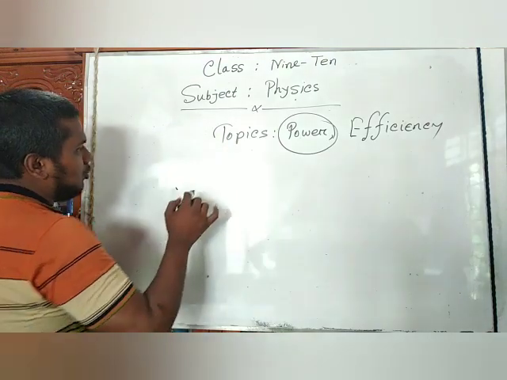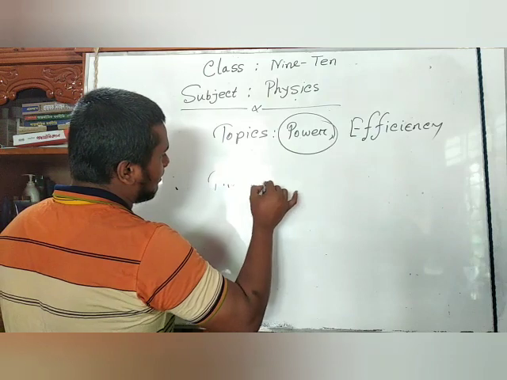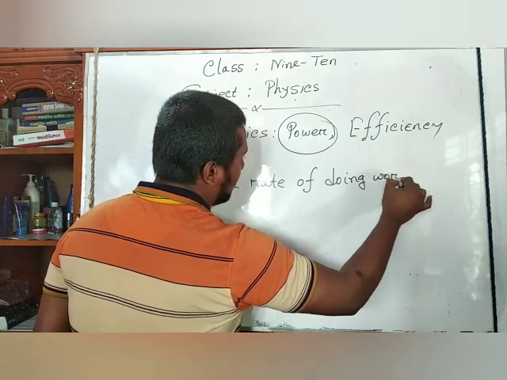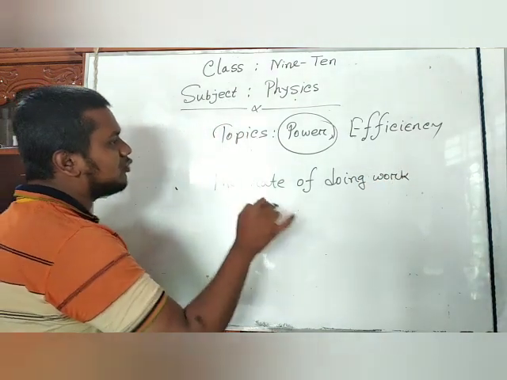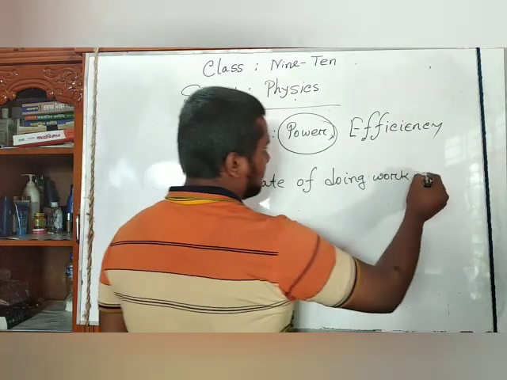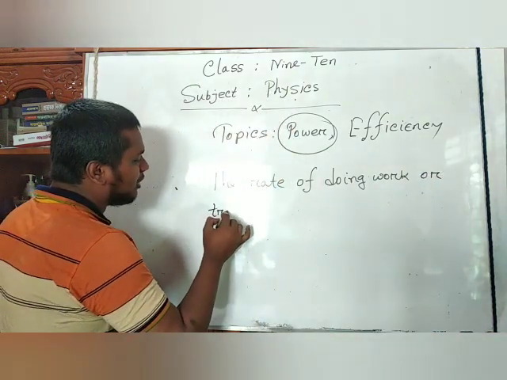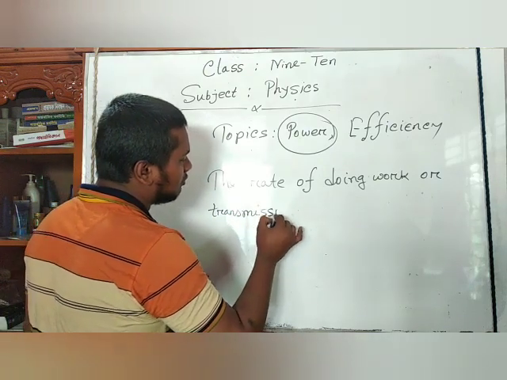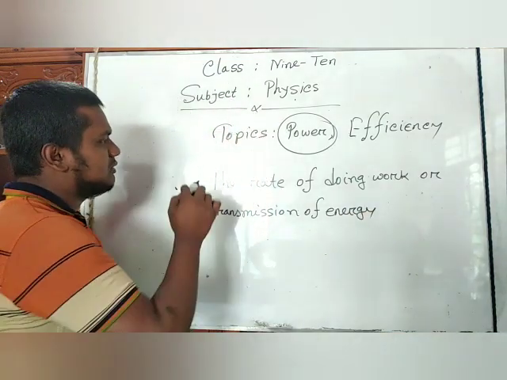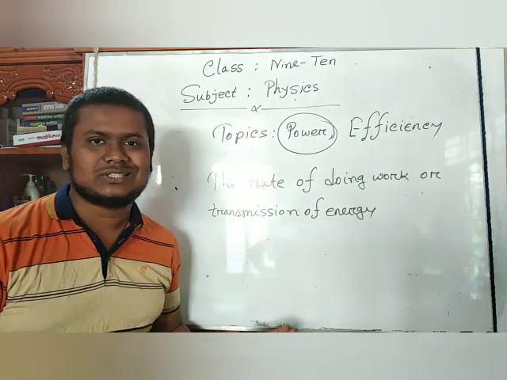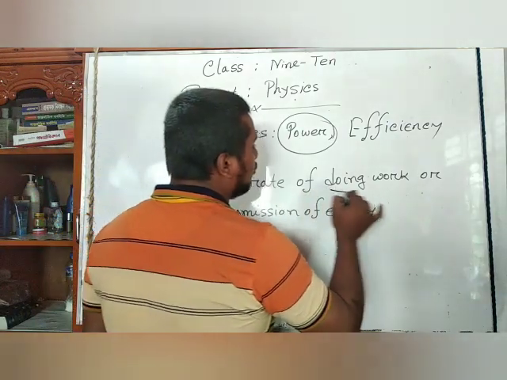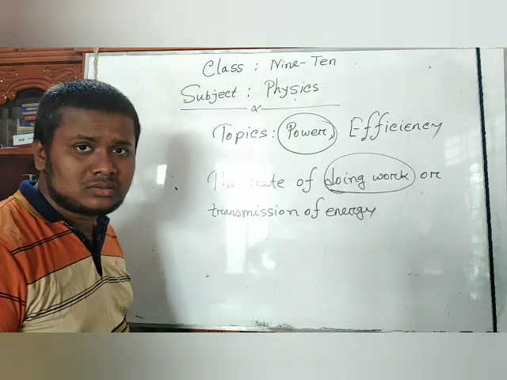Dear students, the rate of doing work. If you define this term, the rate of doing work is called power. You must get one number. Or transmission of energy. The rate of doing work or transmission of energy is called power. You also get one number. Dear students, the rate of doing work or work done is the same.